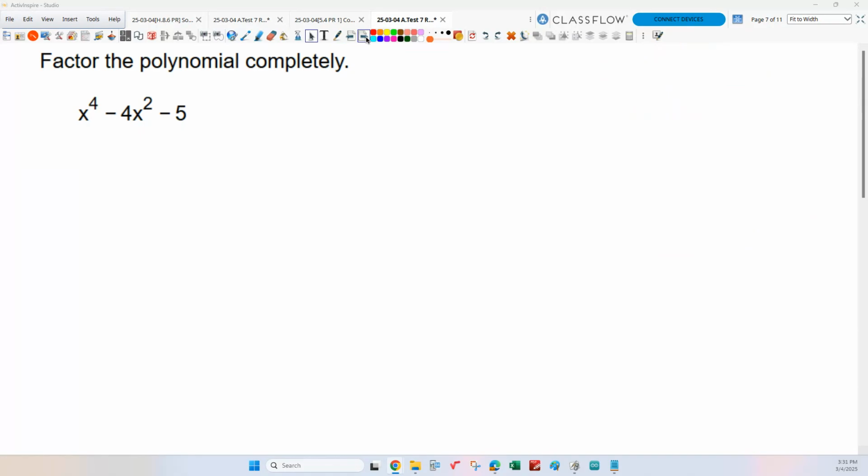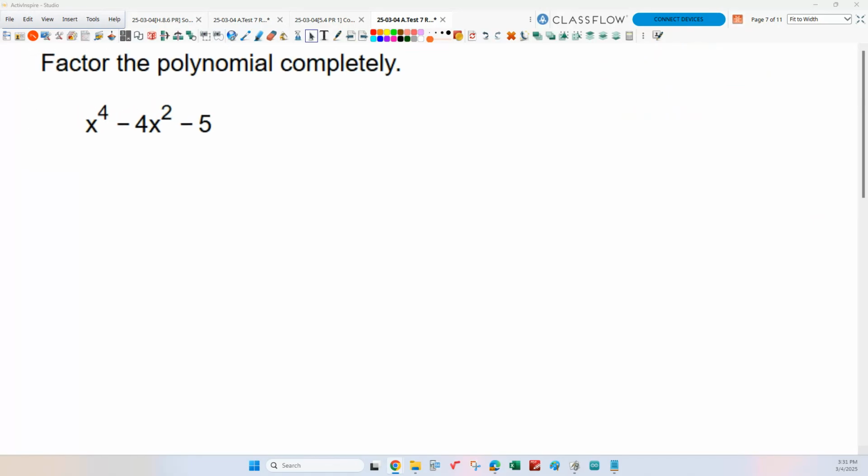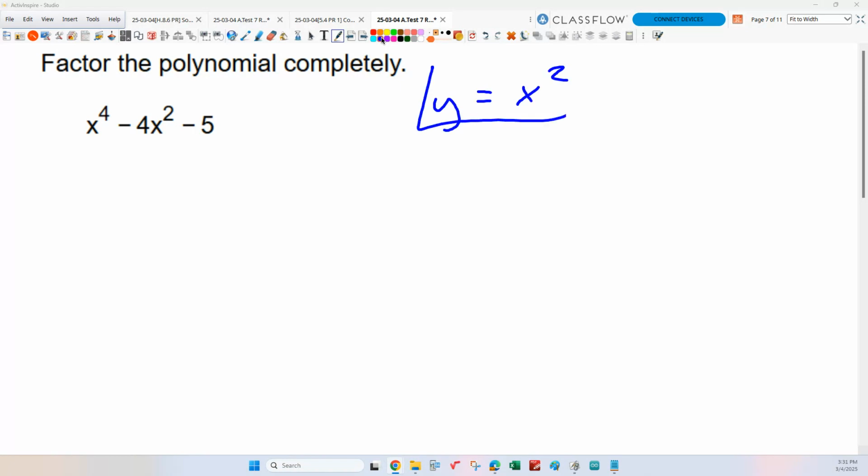How could I make this one easier? Is there a substitution that would make this a little bit simpler? I'm going to let x squared equal y, right? Now, some people made a substitution, but they didn't change the variable. They said x equals x squared. We've got to change it. It's got to be a different variable. So we're going to change it to y. We're going to replace all the x squareds with y's.